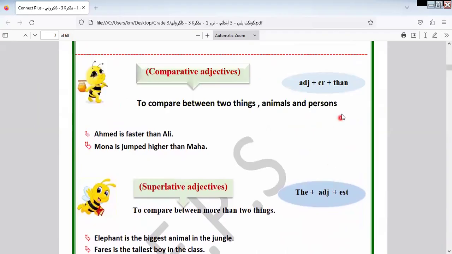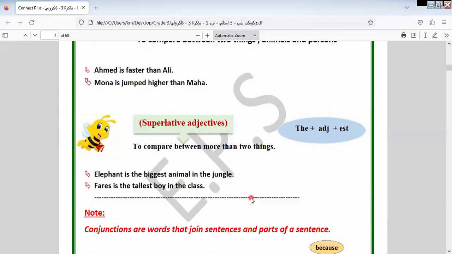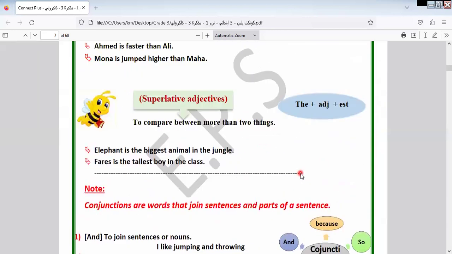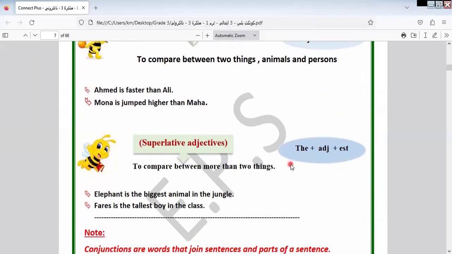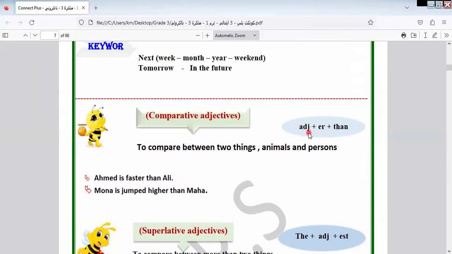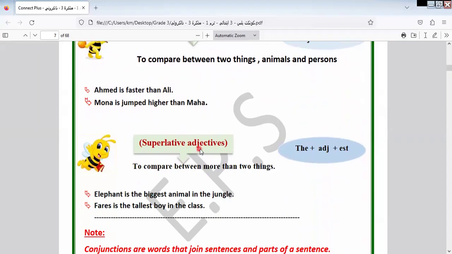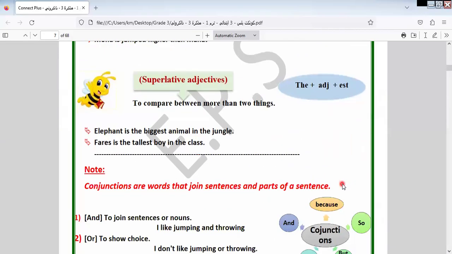The comparative is formed by adding er to the adjective, and adding est for the superlative. This is for one syllable. For two or more syllables we use more plus adjective plus than in the comparative. In the superlative we use the most and add the adjective after it.